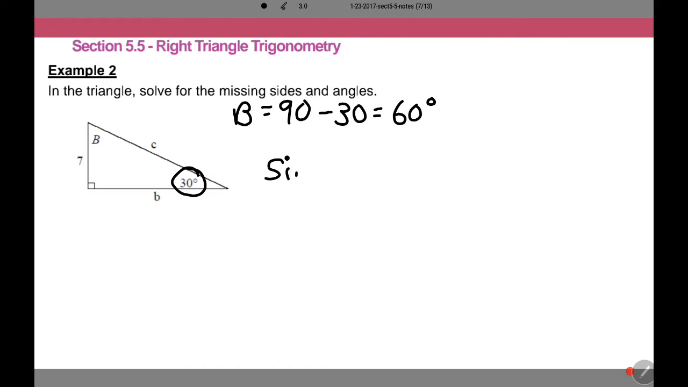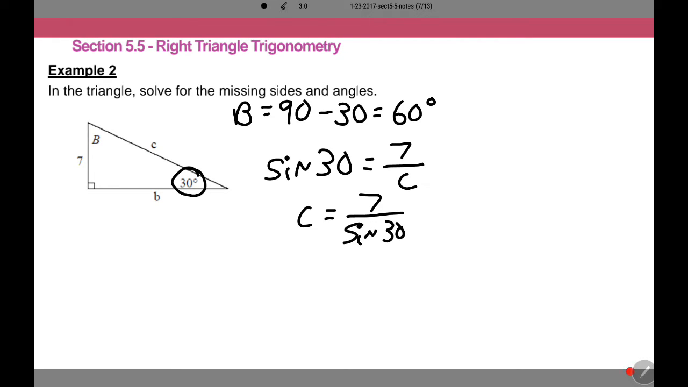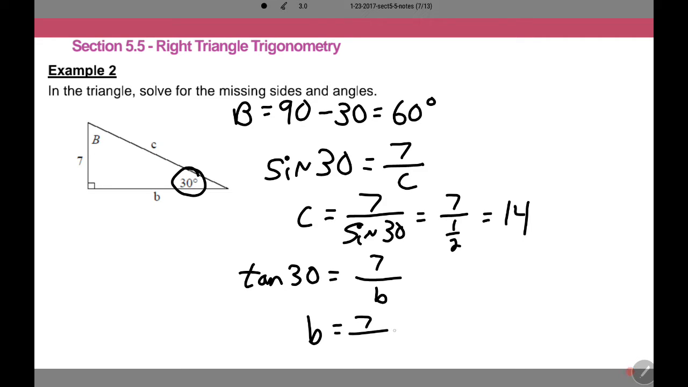So if I do the sine of 30, 7 is across from it, that's the opposite side over my hypotenuse. And I do some solving, we see that C is equal to 7 over the sine of 30. In this case, the sine of 30 is 1/2, and 7 divided by 1/2 is 14. And then for side B, we do the tangent of 30 because B is adjacent, so tangent is opposite over adjacent. That means we get 7 divided by the tangent of 30.